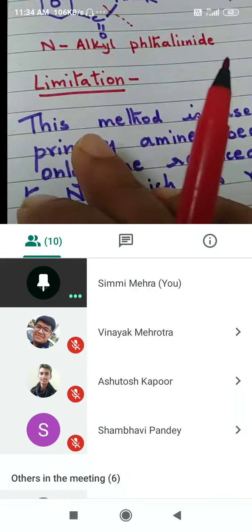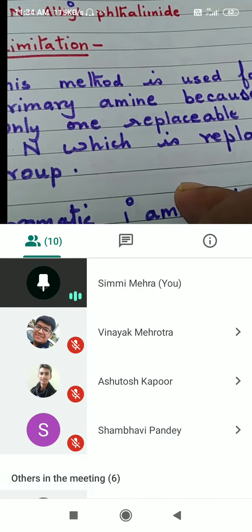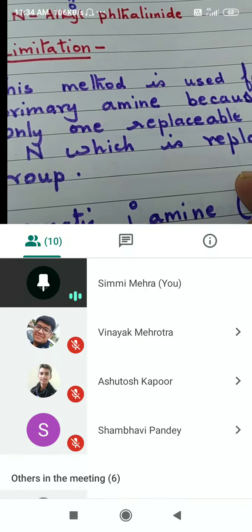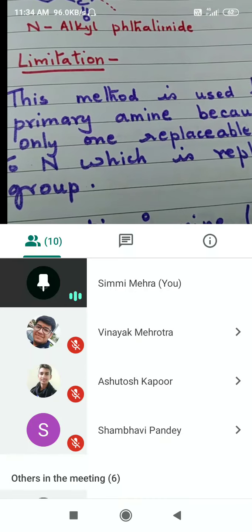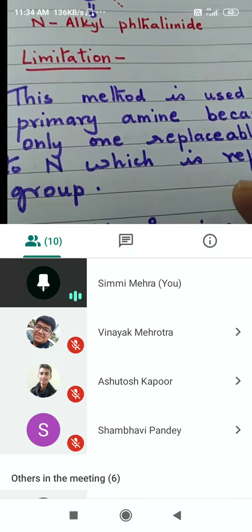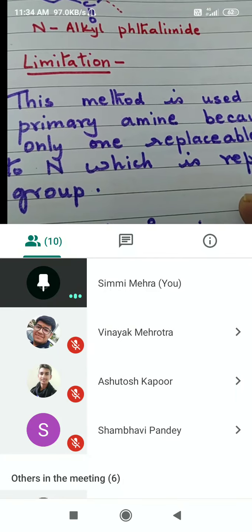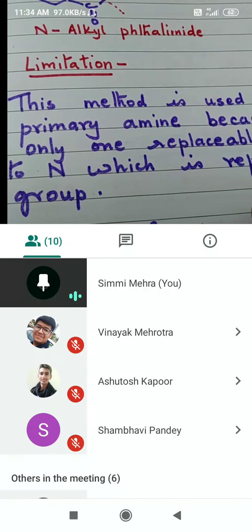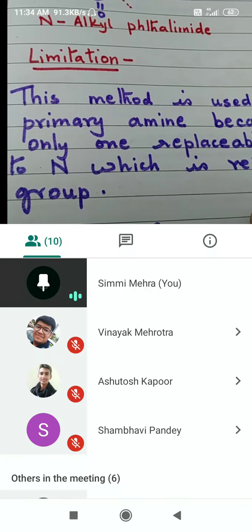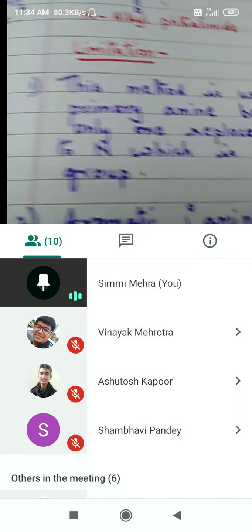There is a limitation of this reaction, and on this you get a reasoning question. Why can only 1 degree amine be produced by Gabriel's phthalimide synthesis, or why can secondary and tertiary amines not be produced by Gabriel's phthalimide synthesis? The reason being, there is only one replaceable hydrogen atom in phthalimide which can be replaced by an alkyl group. I will repeat, there is only one replaceable hydrogen atom in phthalimide which can be replaced by an alkyl group. So only 1 degree amine can be formed.